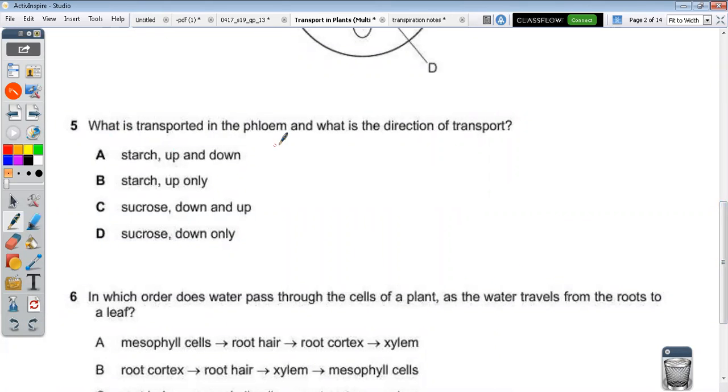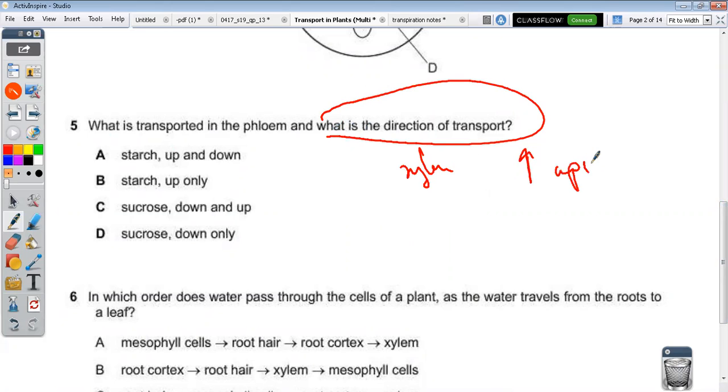What is transported in the phloem and in what is the direction of transport? What did he say about the xylem? Who remembers? The xylem is only upwards. Upwards only. What did he say about the phloem? He said in both directions. That's what he said, because we're talking of translocation here. So it can be in both directions. Making sense?